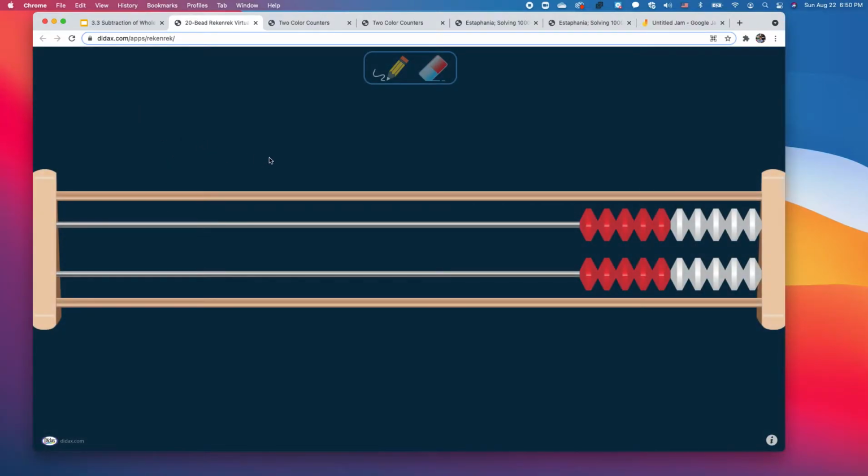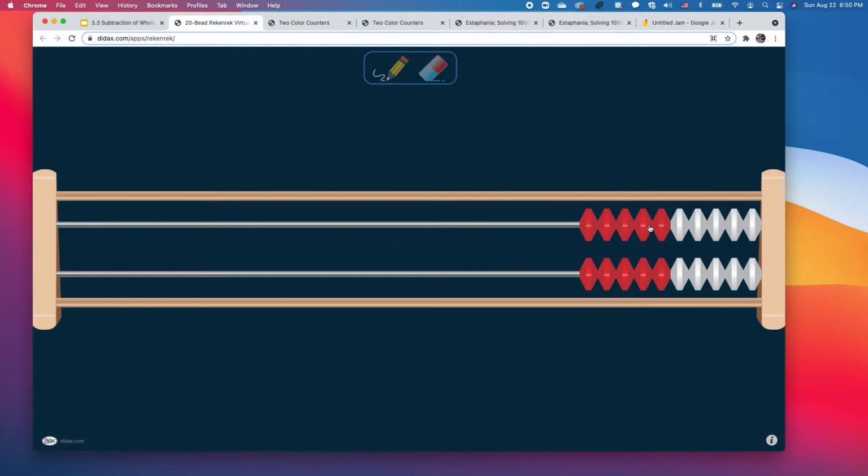This is called the rekenrek. I love rekenreks. Some countries, like I think the Netherlands and maybe Russia too, use this rekenrek a lot of times, and I really like this because it shows 5 reds and 5 whites together make 10. So in each row they show the 10 beads. So you have 20 beads, right?